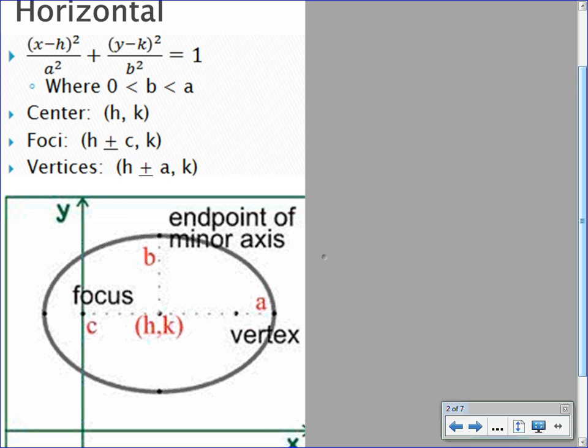I will tell you what c is in a little bit. C is a little more complicated. In order to be an ellipse, a has to be bigger than b. If a and b are equal, we have a circle.